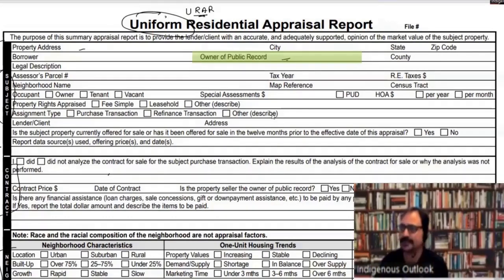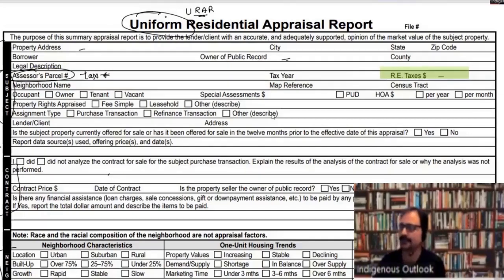Then county, then legal description. We have already discussed all these legal descriptions in the basic underwriting. Assessor parcel number. Assessor parcel number means tax number. This property's tax number, right? Don't get confused. So the property tax number will be given here. Tax year will be given here. And what are the real estate taxes? The taxes for that given year will be written here.